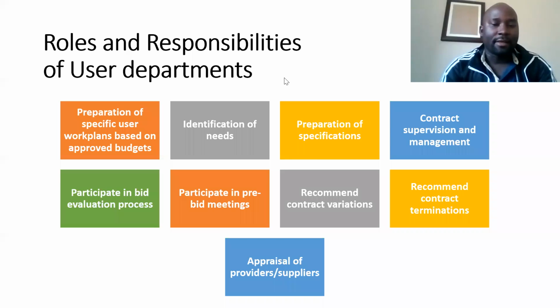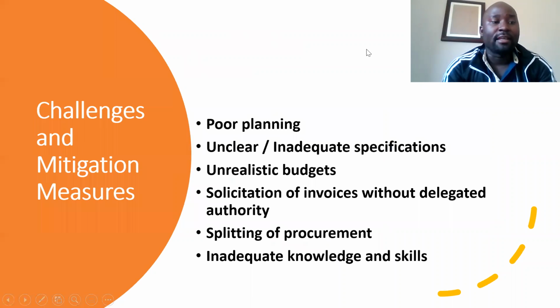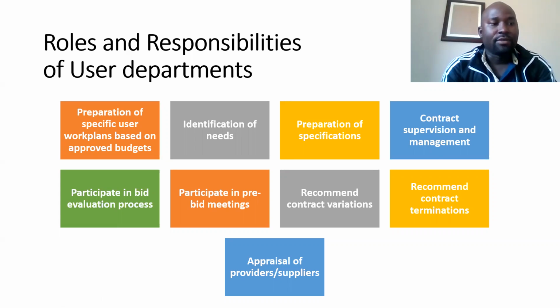Another role and responsibility of the user departments is that they recommend contract variations. It's the role of the user departments always to identify in case there is need for a change and do things differently from the way they were initially agreed upon with the providers.